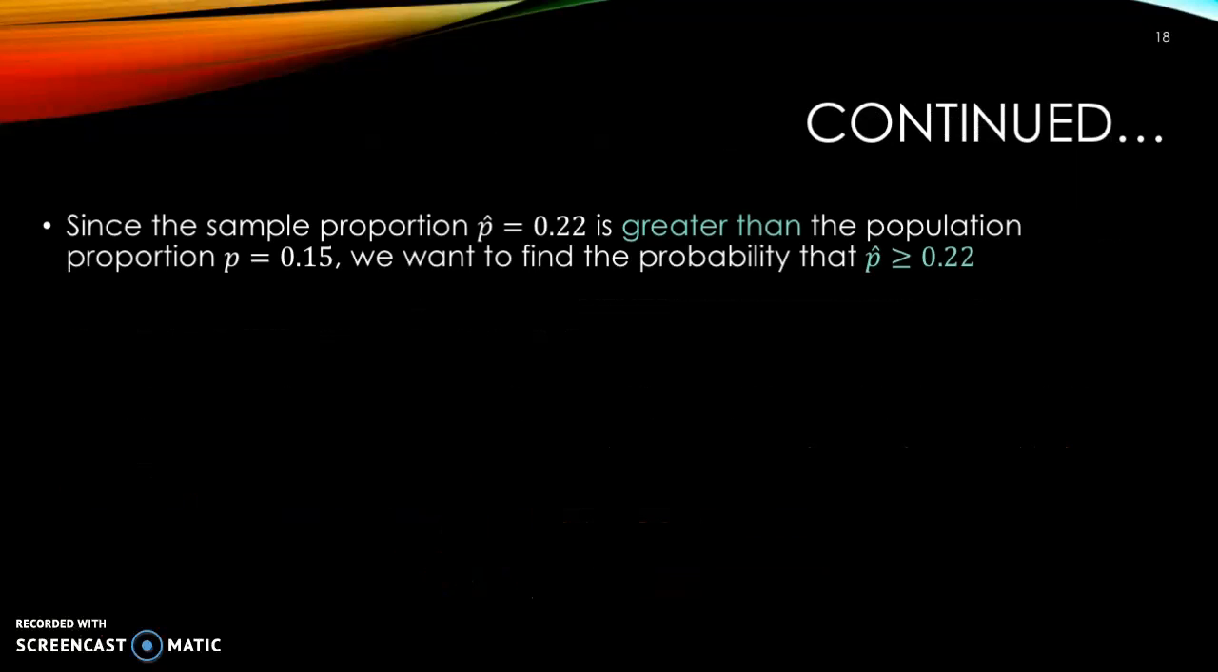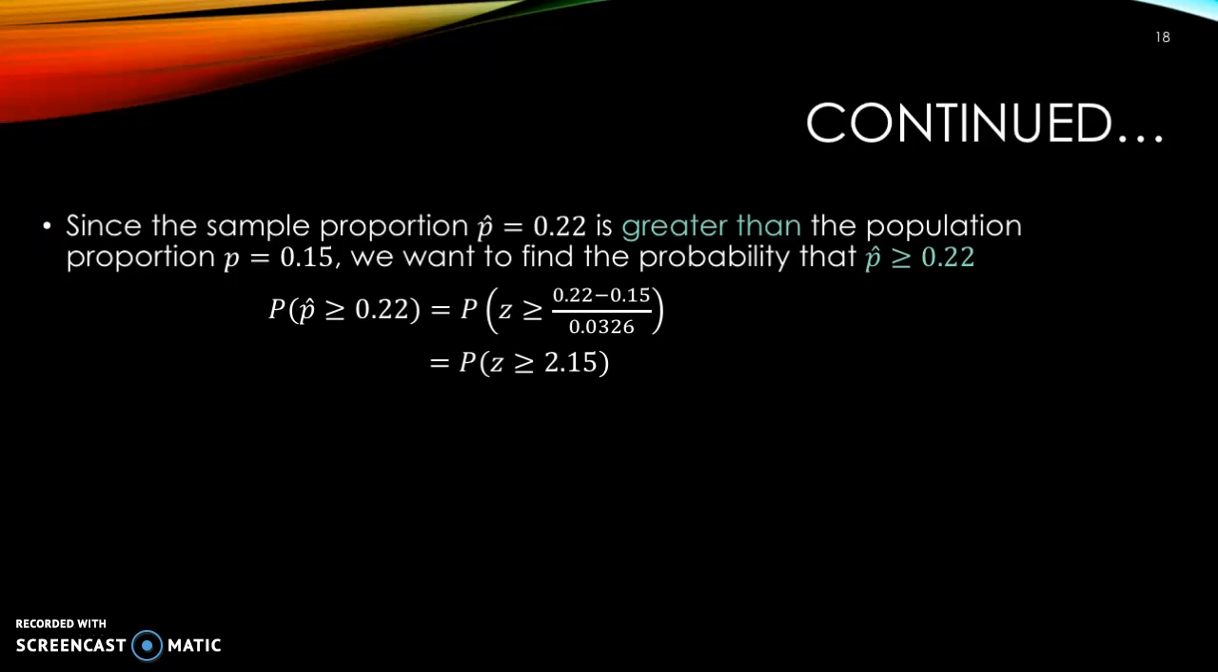Okay, so this sample proportion that was observed is 0.22. The population proportion that's known is 0.15. So since I want to try to draw a conclusion, I'm looking at the fact that that 0.22 is actually greater than the population proportion. Okay, so I want to look for the probability that p-hat would be greater than the population proportion, or maybe even greater than the 0.22 that I observed.